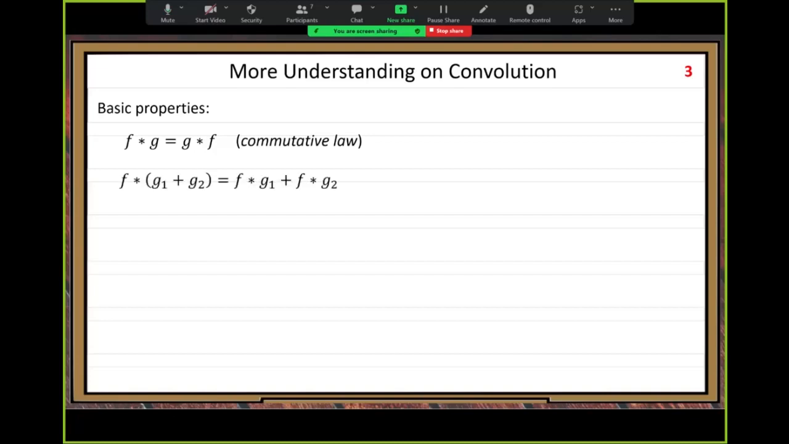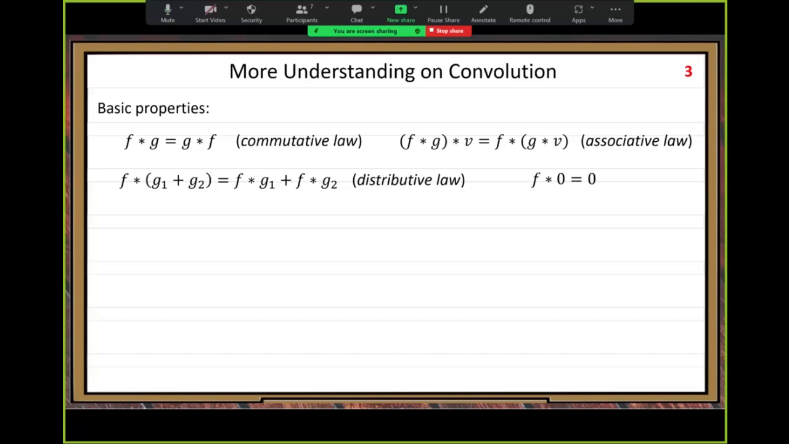Second property, the distributive law. F convolute the sum of g1 and g2: you can do the convolution of f with each little g, then take the sum after the convolutions. So the distributive law, very simple. Then the associative law. With respect to convolution, we have the associative law. We can associate in this way. Basic laws. And any function convolute with zero is also zero. By definition, you can see the g function is zero, so the whole function equals zero. Very simple properties.